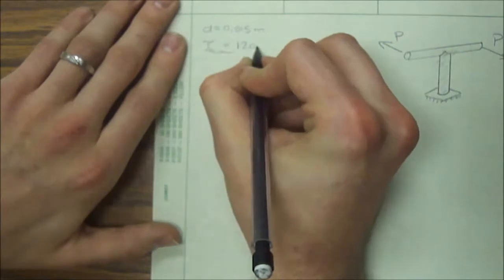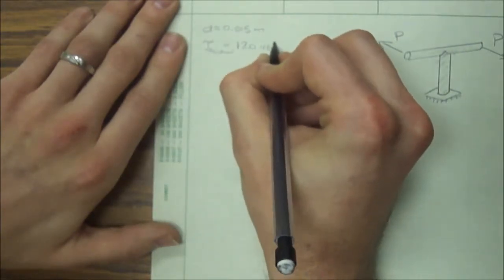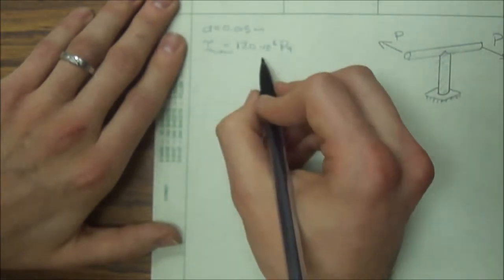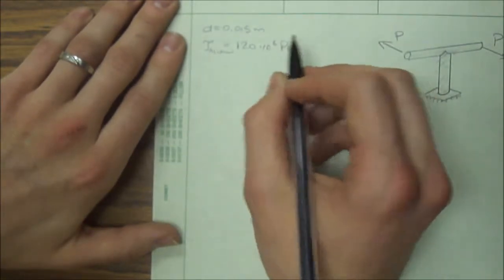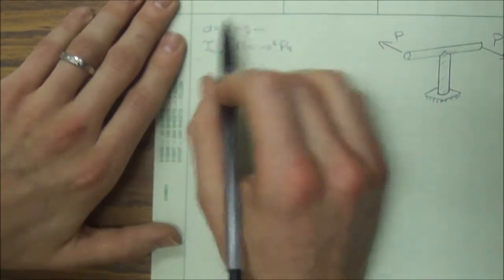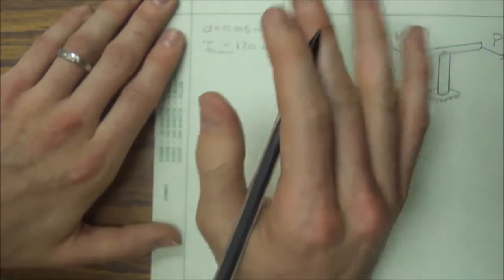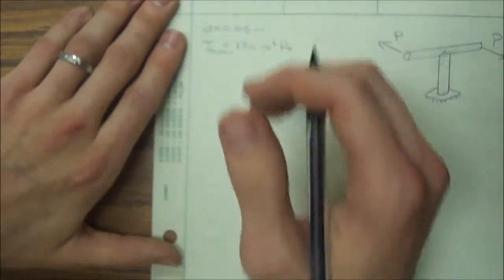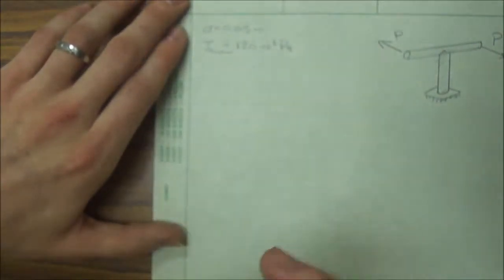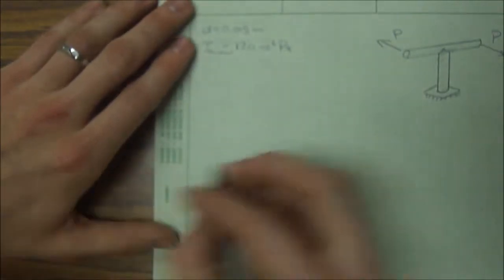I put 120 times 10 to the 6 pascals. Sometimes that's written as megapascals. I always like to write everything in terms of meters and pascals, and then I just convert the units over. That way I don't have any messy units going on. Units catch your errors. That's one thing I like to stress.